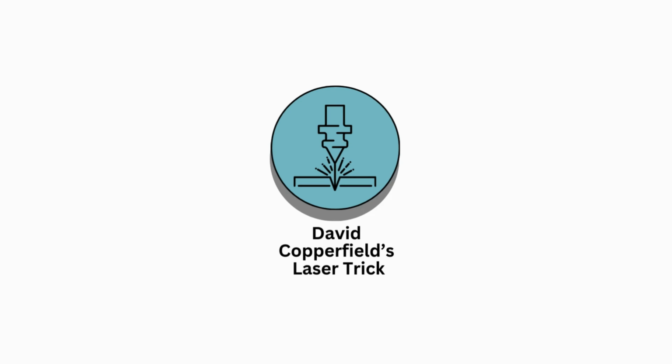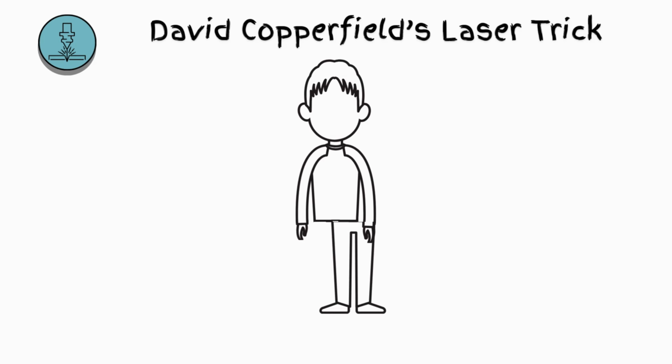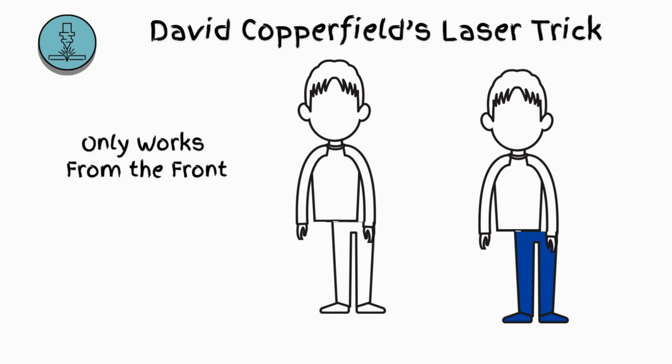David Copperfield's laser trick. This laser trick creates the illusion that Copperfield's body is sliced in half, with him holding his lower half. He achieves this effect by adopting an awkward stance and holding a pair of fake legs in front of himself. The trick is designed to be convincing from the front, but loses its effect if viewed from the sides or back.